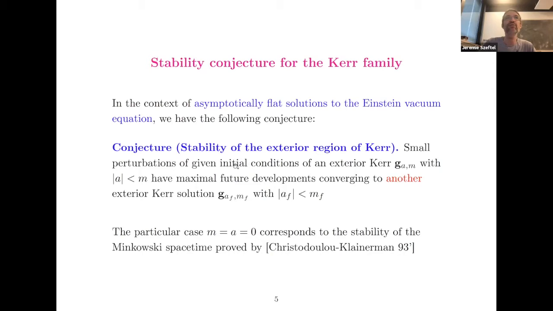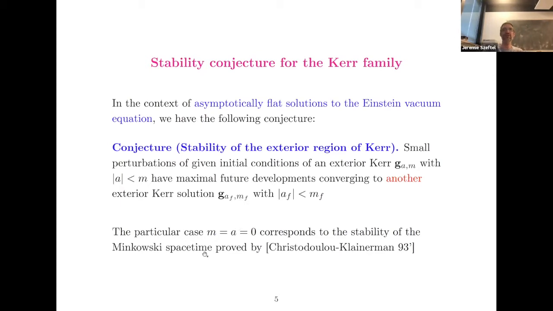You start with small perturbations of initial conditions corresponding to Kerr, with the sub-extremal restriction that the absolute value of the angular momentum is strictly less than m. Then you expect that the solution will be global, stay close to Kerr, and converge to another Kerr solution at infinity. In other words, you have asymptotic stability, but you converge to a different member of the family, with a different final angular momentum and final mass than the one you started with.